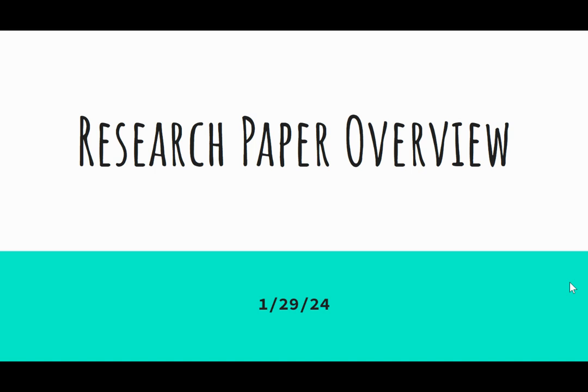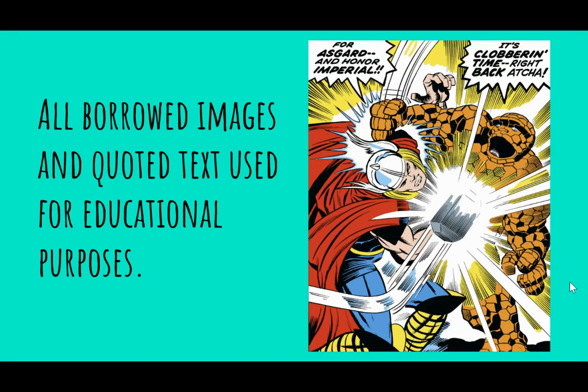Today, I want to talk a little bit about an overview for the research paper, give a few examples of my version of claim data warrant, and talk about making sure that you don't allow the reader to draw conclusions that are unintended. And so let's just get on with it. I hope by the end of this, everybody has a little bit better understanding of what I'm looking for in the research paper. As always, all borrowed images and quoted text are used for educational purposes. I'm just trying to help my students get a better handle on what it is they're supposed to be doing. This is not a monetized video.